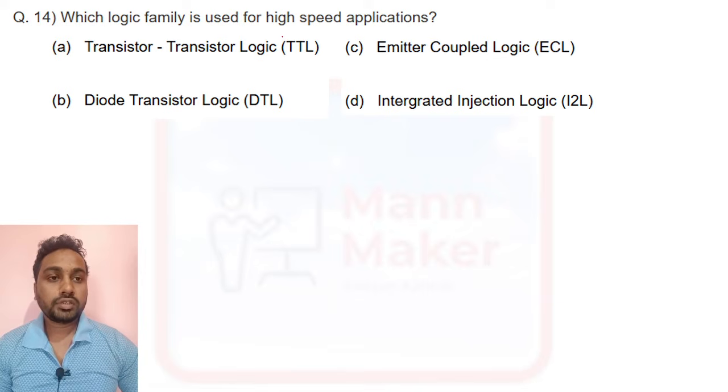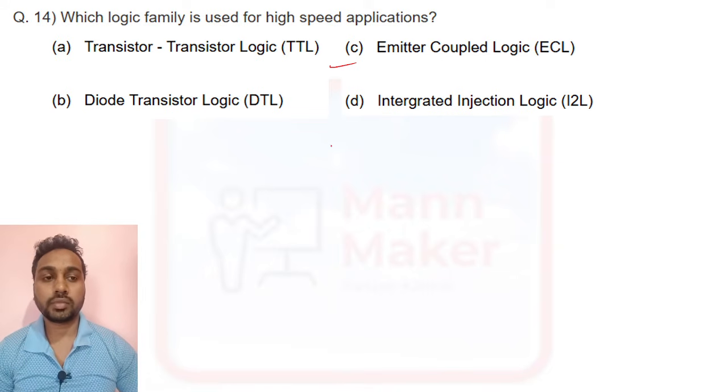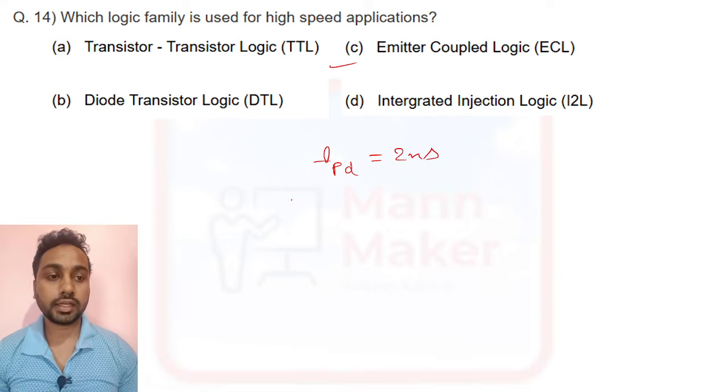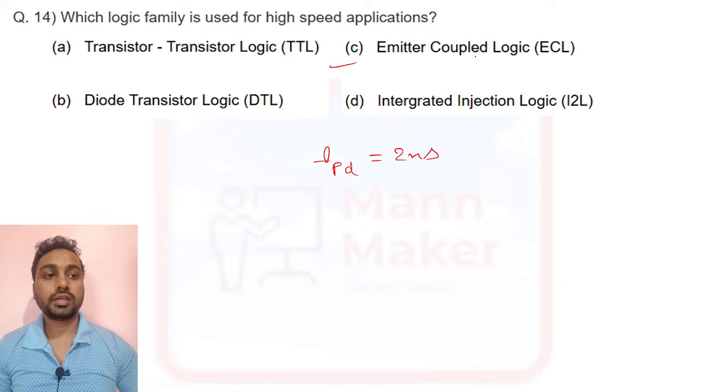Which logic family is used for high speed applications? So ECL, that is emitter coupled logic, is used for high speed applications because the propagation delay time is 2 nanoseconds. Among all, it is very less. That's why ECL is the highest speed application among all logic families.